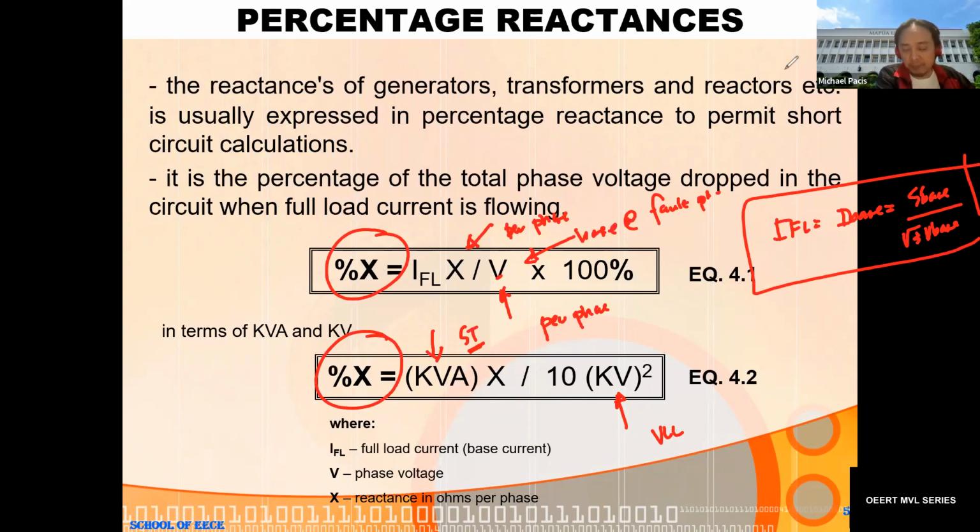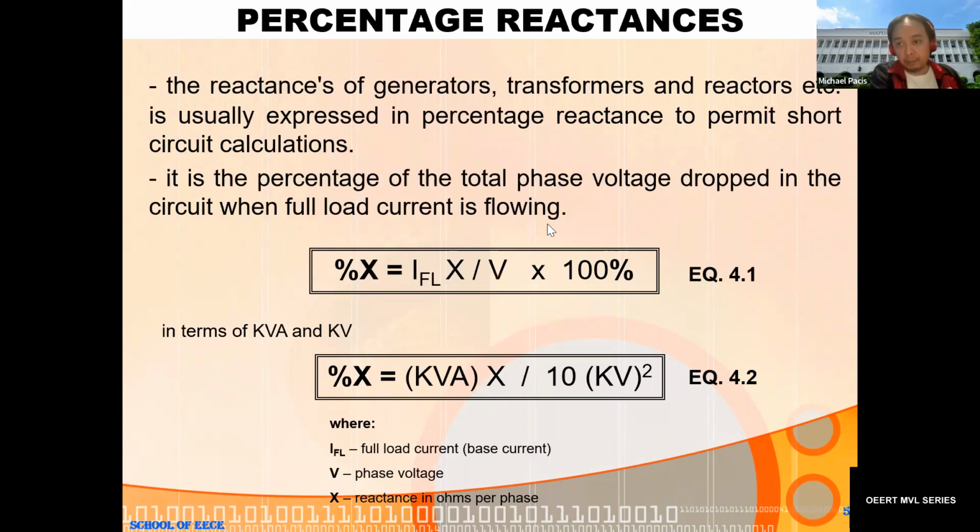Okay, so this is the formula or the modeling for the percentage reactance. If you already know the reactance or the reactor in ohms, please take note, the X here is reactance in ohms per phase. And then you can now convert it to the corresponding percent or per unit. Okay, clear all paths here.